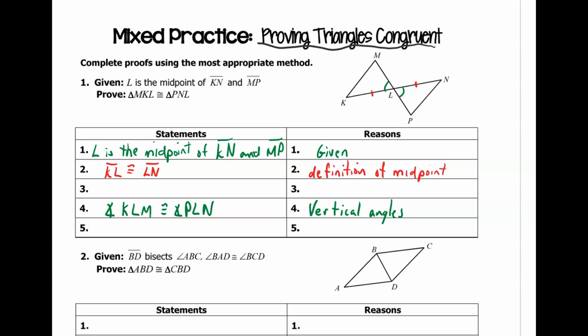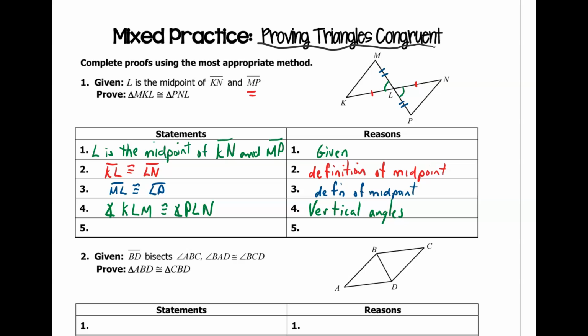We also know that not only is L the midpoint of KN, but it's also the midpoint of MP. So why don't we mark what's true because of that? Since L is the midpoint of MP, it follows that these two segments right here are congruent. So I'm going to write that, and it's the same reason. It's because it's the midpoint. So I'm going to write now that segment ML is congruent to segment LP. Why? Because that's the definition of midpoint. We can abbreviate this. We don't have to write it all out. So this is the definition of midpoint.